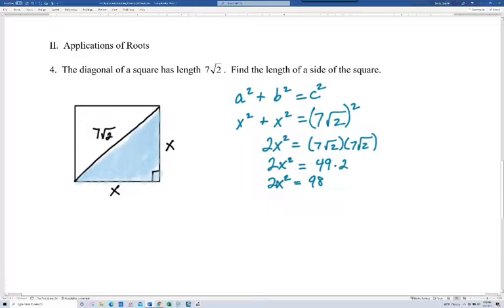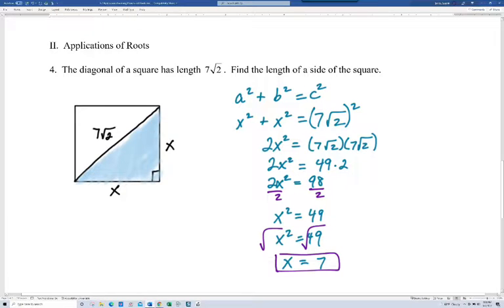We want to get the x squared by itself, so let's divide each side by 2. And so we get x squared is 49. Take the square root of both sides, and you get x is 7. And so this is actually an important result about squares. If you have the length of a side of a square, then the diagonal will have that number times the square root of 2 as its diagonal length.